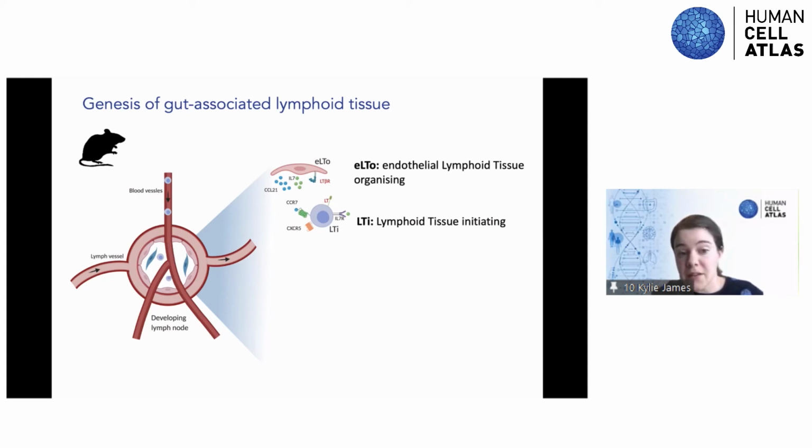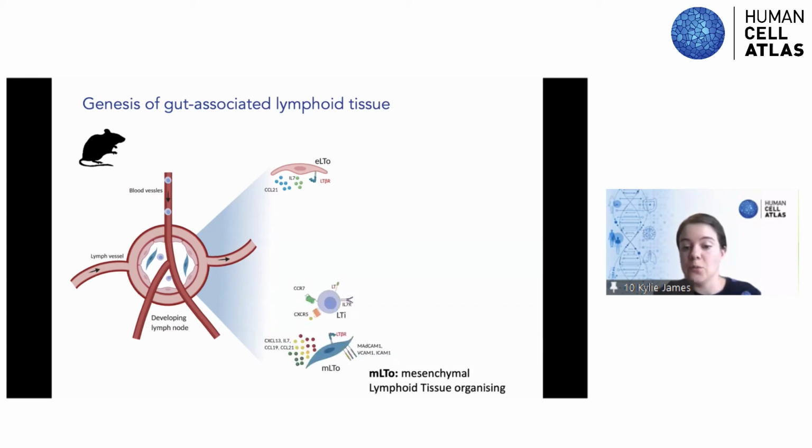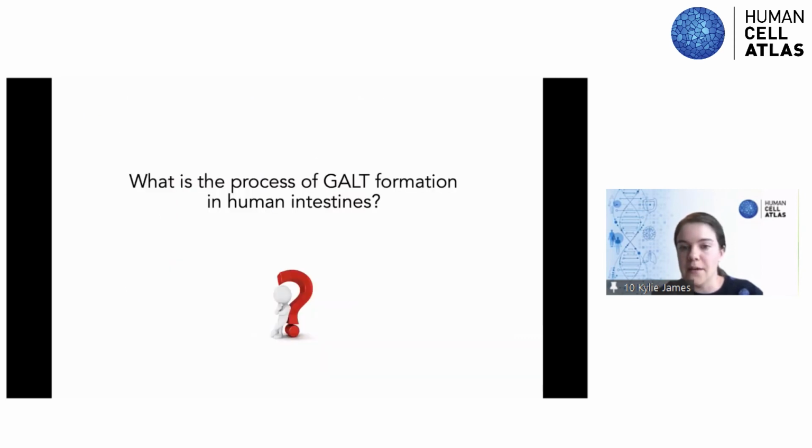Then when inside the tissue, these LTI cells can interact with the third cell player, which is our mesenchymal lymphoid tissue organizing cell, or MLTO cell. It's really the interactions between these two cells that causes the activation of these MLTO cells, which can then produce chemokines to draw in lymphocytes from the circulation into the developing GALT. As I said, this mostly comes from studies in mice, so what we didn't know is whether the same process occurs during GALT formation in the human intestine. And so we developed an atlas, and this is one of the questions that we were able to address.